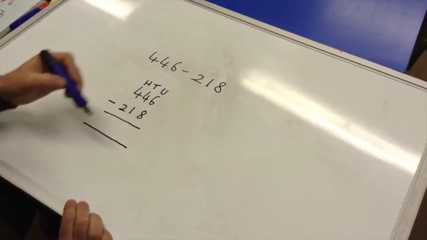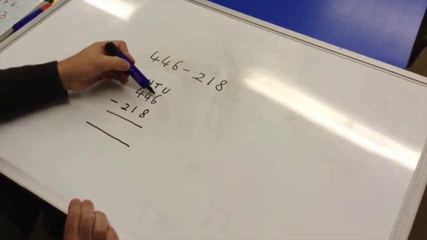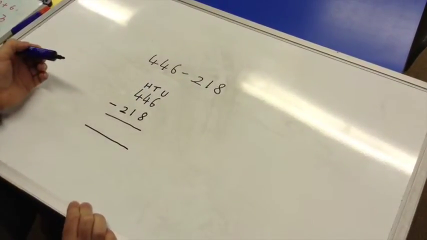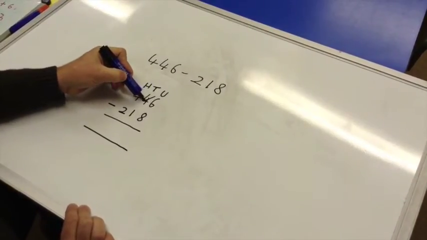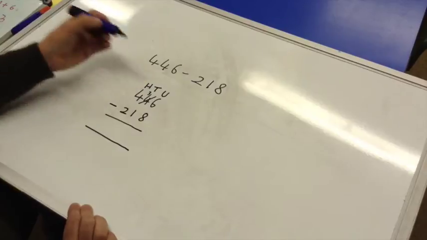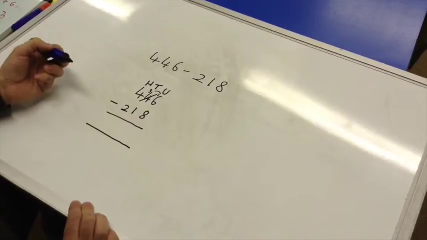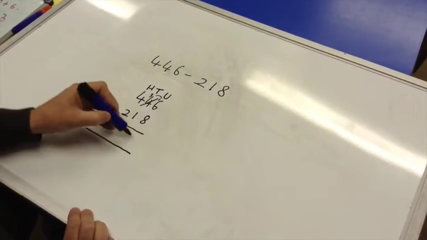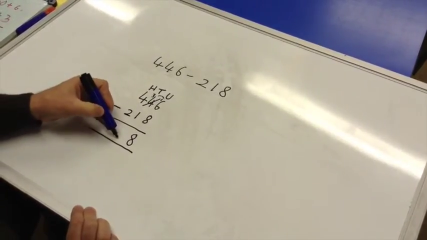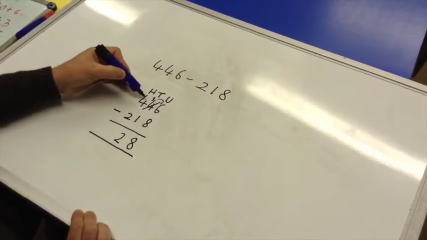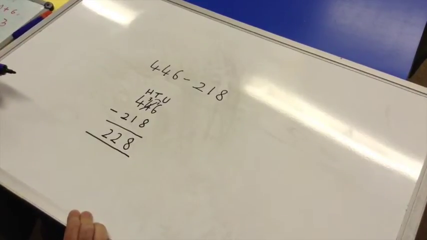8 from 6 we can't do. Same as before, you cannot take the 8 from the 6. Lots of children will try and switch it round and take the 6 from the 8 because they don't understand what to do. What you do in this case is we borrow from the tens column. So the 4 or the 40 becomes 30. We take a 10 across, so the 6 becomes 16. Now you can take 8 from 16, which becomes 8. 1 from 3 or 10 from 30 becomes 20, and then 200 from 400 or 2 from 4 becomes 2 or 200. So our answer is 228.